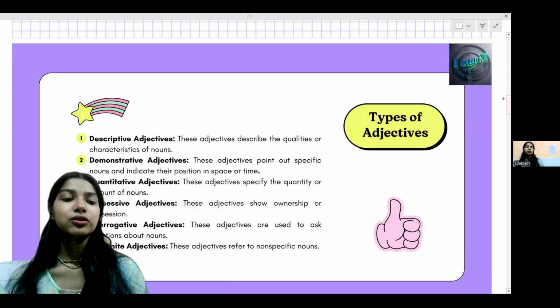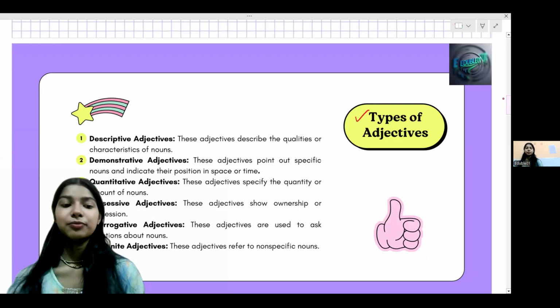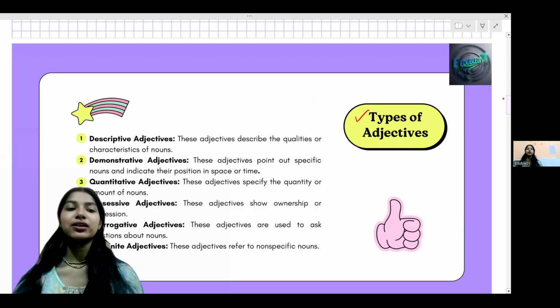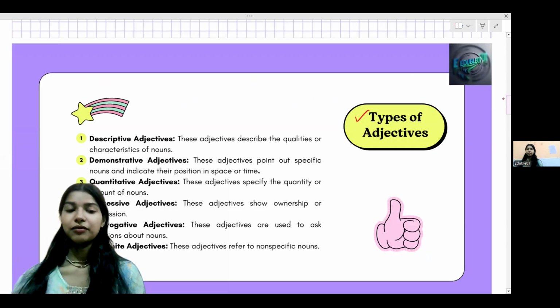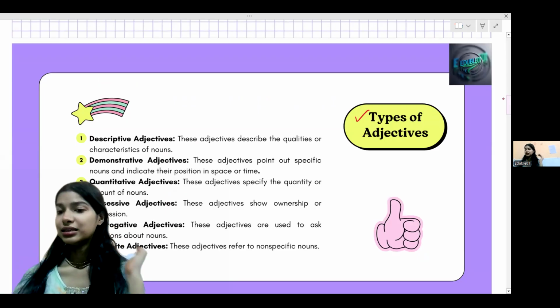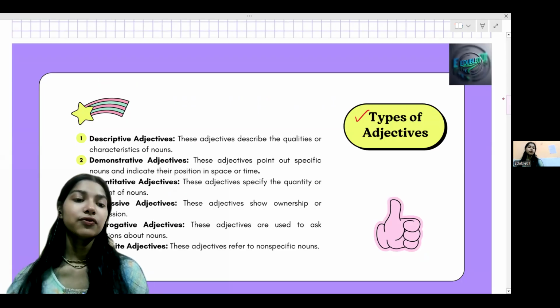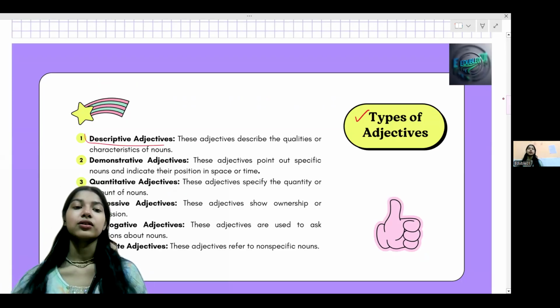So now we are going to learn about types of adjectives. We are going to learn one by one. So in total we have 6 types of adjectives. First of all, we are going to see them in one sentence, and then we are going to describe it.